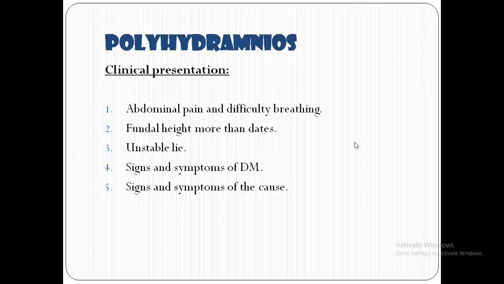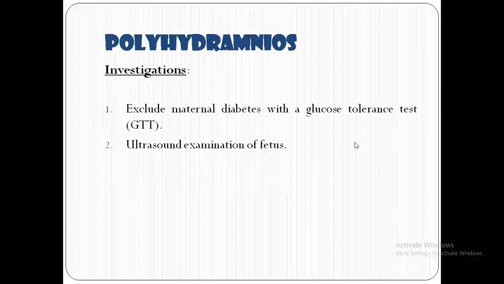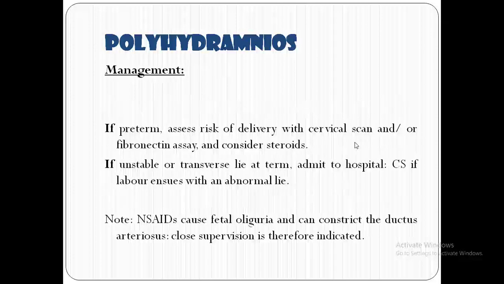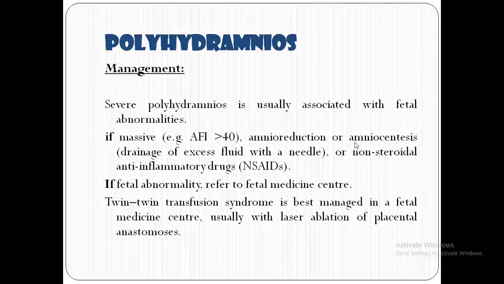Okay, so the presentation is abdominal pain and difficulty in breathing, and if the mother presents with this, then you have to reduce the amount of the amniotic fluid. The management usually is amniocentesis. Amniocentesis is defined as drainage of excess fluid using a needle. Or you can use some drugs, for example, non-steroidal anti-inflammatory drugs, and the most common drug used in this is indomethacin. Indomethacin. All right, remember these names because we're going to ask you about them.